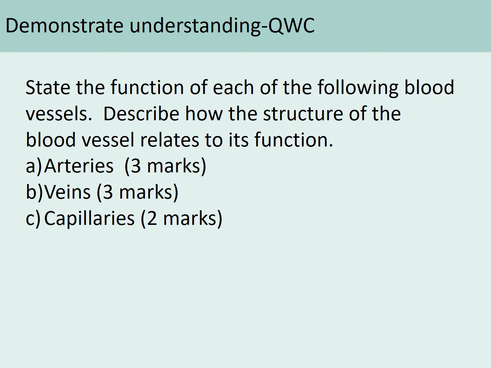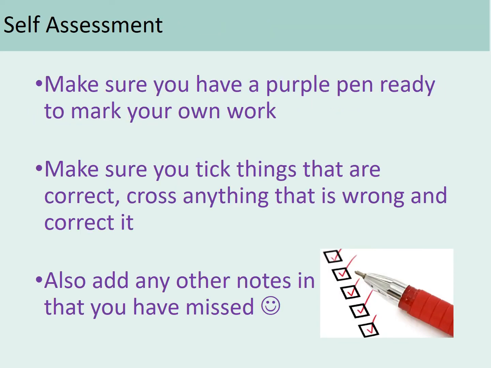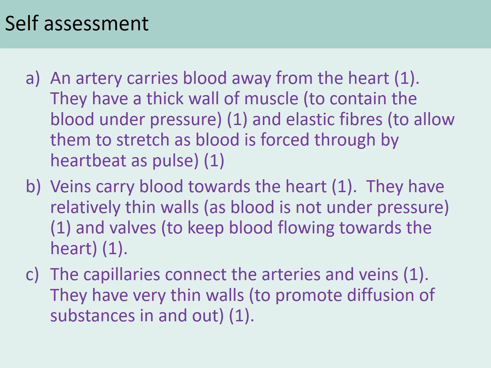Okay, so hopefully you've had a go at that, describing how the structure of the blood vessel relates to its function. So grab a different coloured pen or a pencil, and we'll go through where we get the marks from. So for A, talking about arteries, if you said that arteries carry blood away from the heart, that is a mark, that is its function. They've got a thick wall of muscle, or thick muscular wall. Any words to that effect? It's going to be a mark. Because it's under huge amounts of pressure, so if you said they can stretch as the blood is forced through, but just under large amount of pressure will be absolutely fine. And that's where you're going to get your 3 marks. So arteries carry blood away from the heart under huge amounts of pressure, so they have thick muscular walls would be a perfect answer.